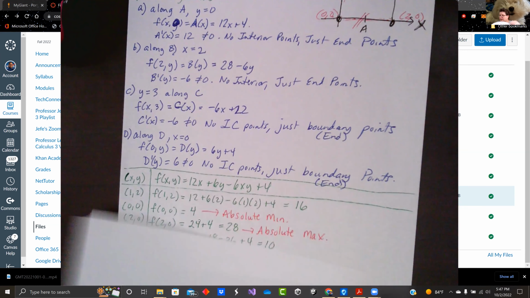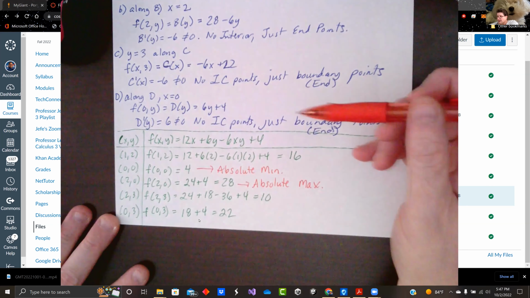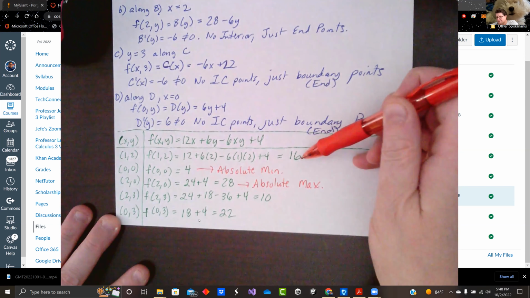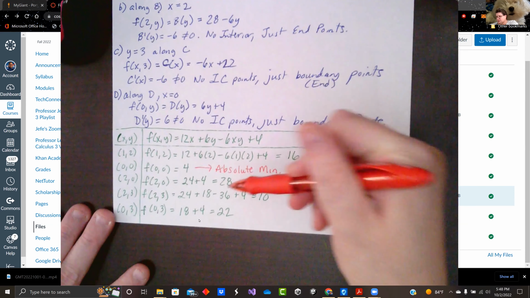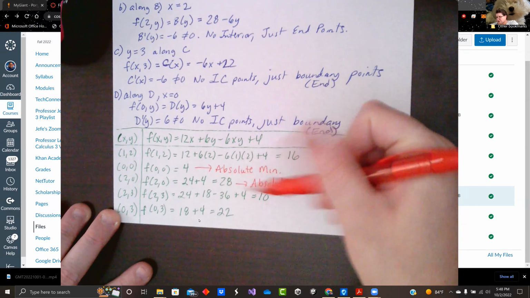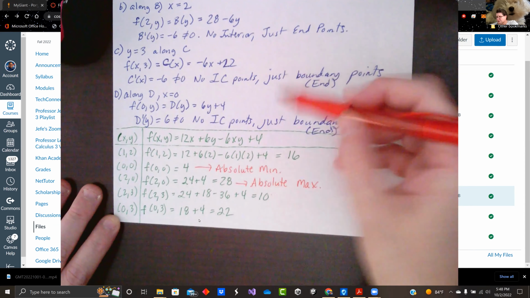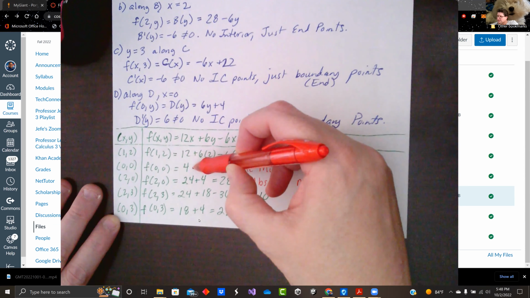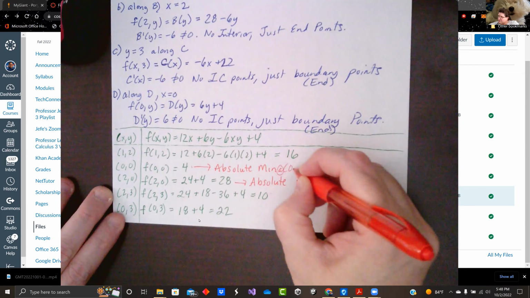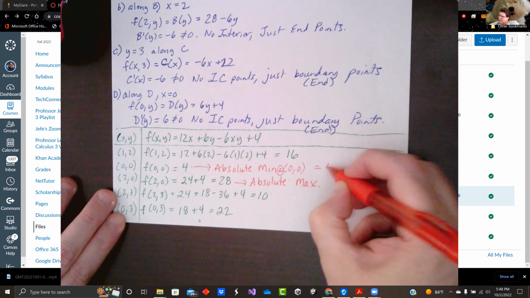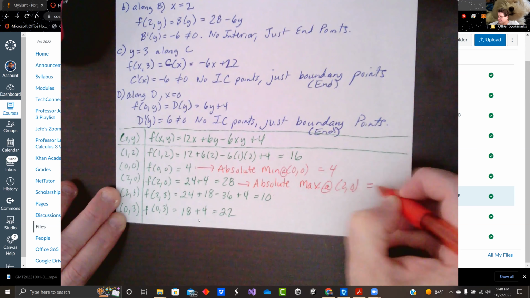So I made just a little table and evaluated each of the points. If I plug in 1, 2, I get 16. If I plug in 0, 0, I get 4. If I plug in 2, 0, I get 28. 2, 3, I get 10. And 0, 3, I get 22. The absolute min occurs at the smallest value, 4, which is at 0, 0. So the absolute min is at 0, 0, and it equals 4. The absolute max is at 2, 0, and it equals 28.